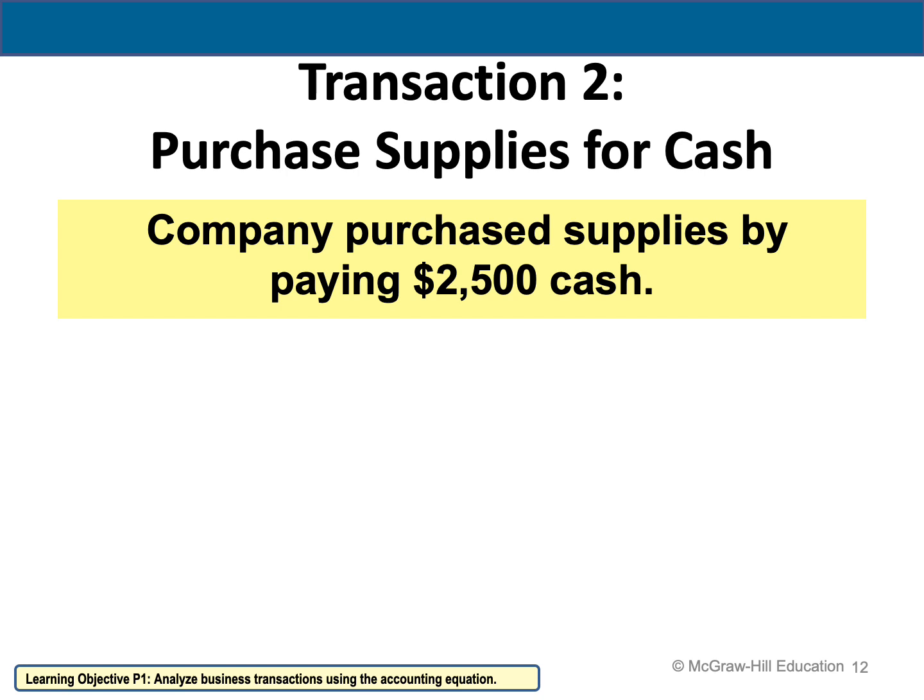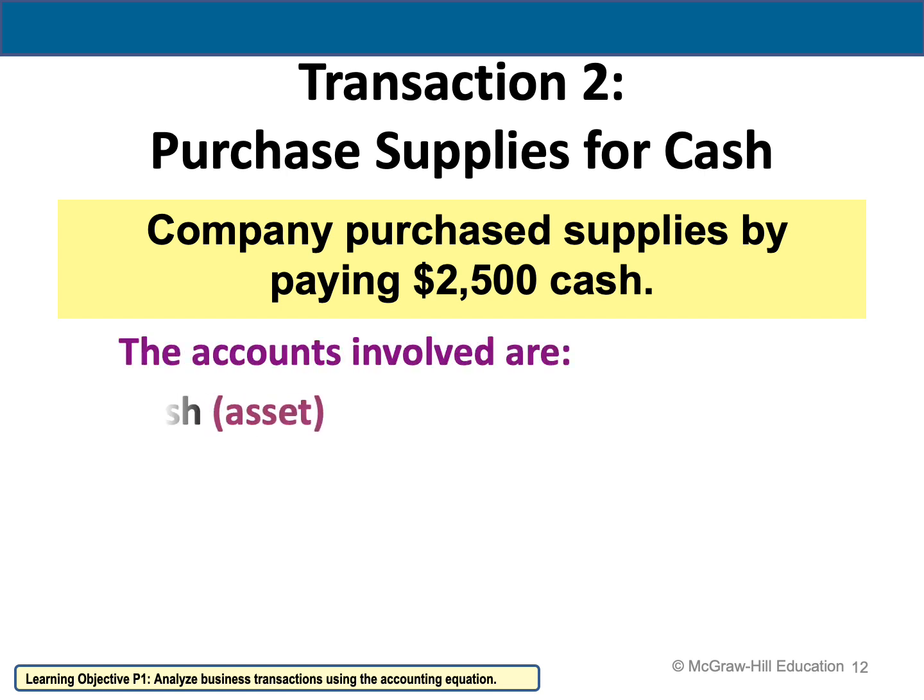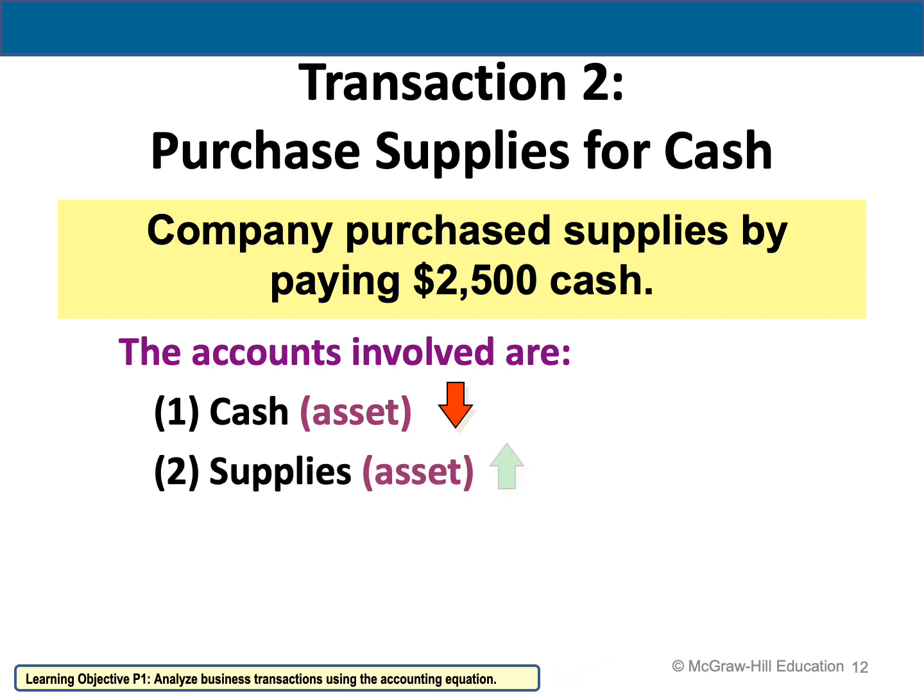What else? In order to purchase the supplies, I paid cash. So what's happening to my cash at the moment? My cash will decrease. Why? Because I'm paying. When we say pay, it means money will go out of my pocket. So the cash is going to decrease, and cash is an asset. Because I purchased supplies, my supplies are increasing.